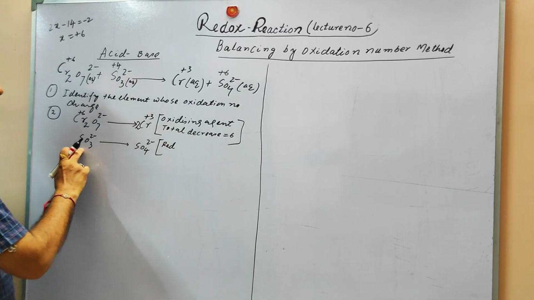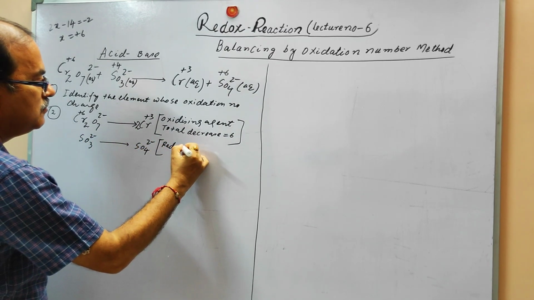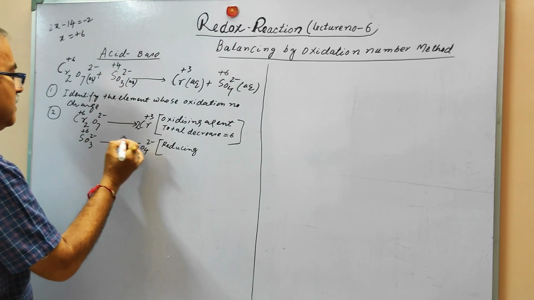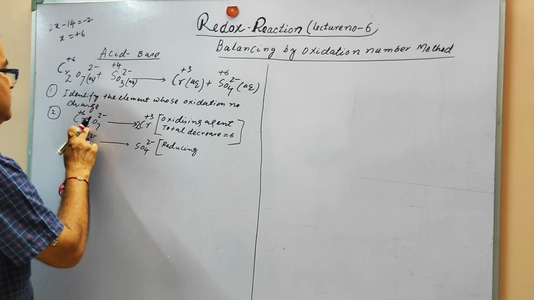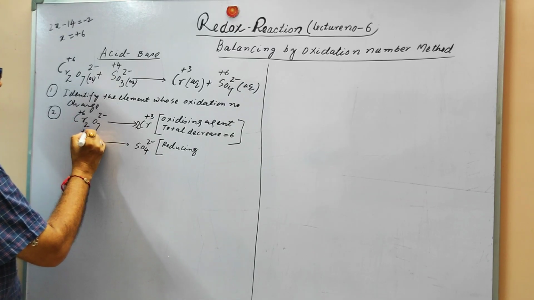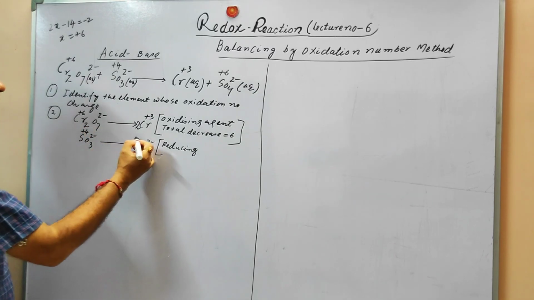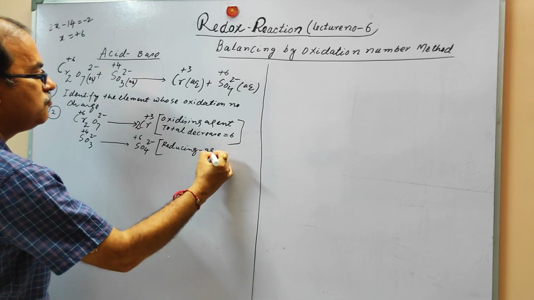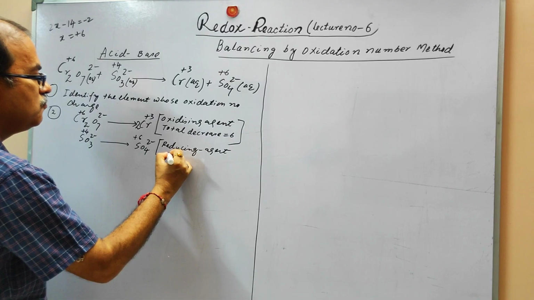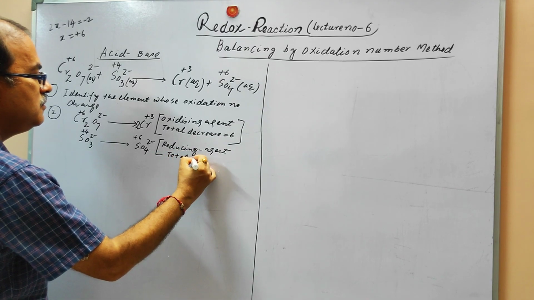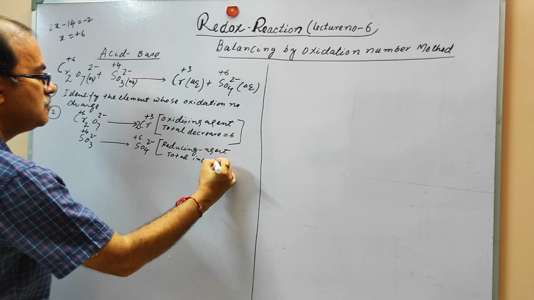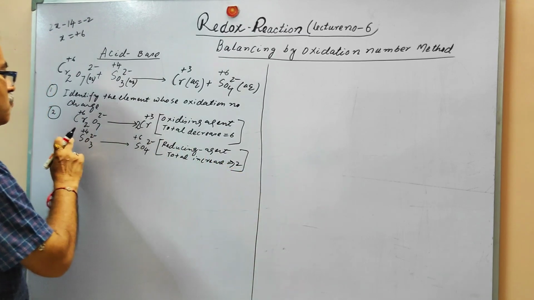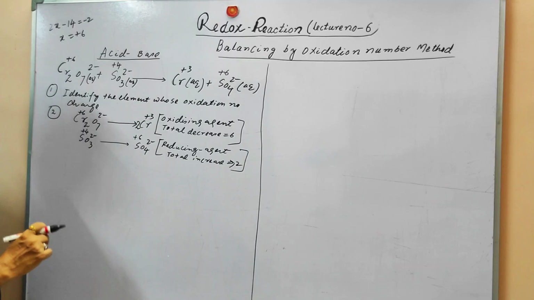Here you can see this is the reducing agent. This is the reducing agent because its oxidation number increases: sulfur in the sulfite ion is +4, and here in sulfate it is +6. So it is the reducing agent, and the total increase is 2, because you can see there is 1 atom involved here.